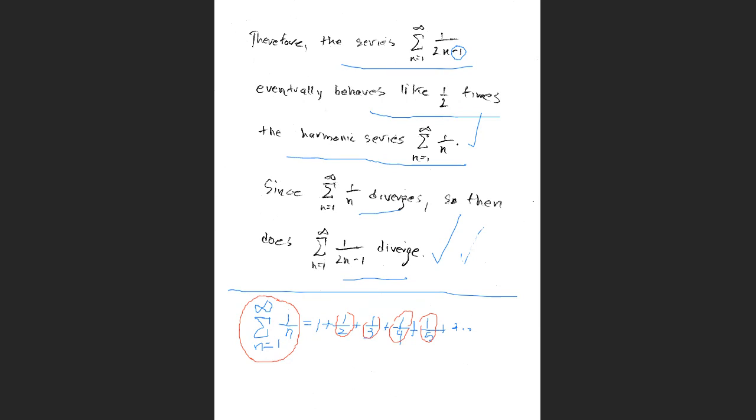It's an interesting scenario, because 9 out of 10 people, if I wrote 1 plus a half plus a third plus a fourth plus a fifth plus a sixth and so forth, and I asked, does this series converge? They're going to say yes. But it doesn't converge, it diverges because the terms of the series don't go to 0 quickly enough.